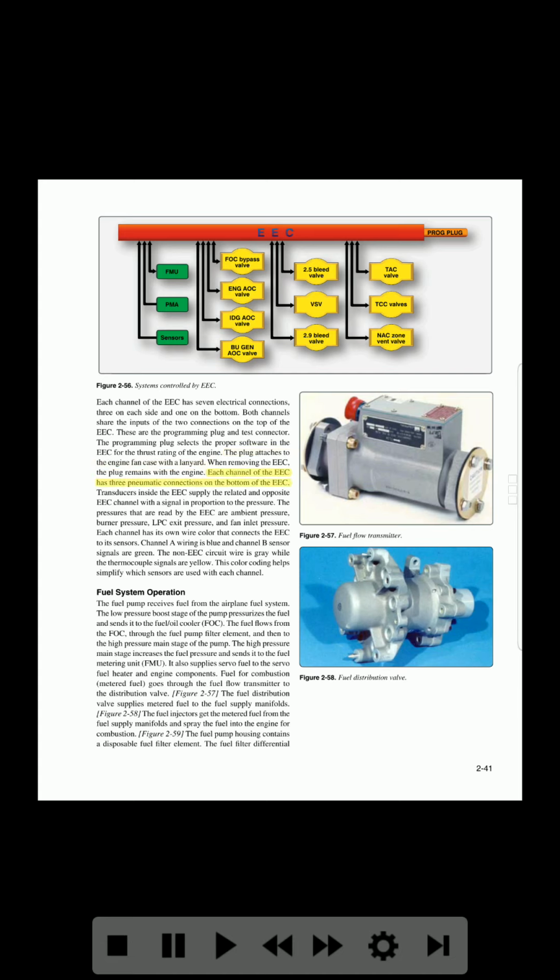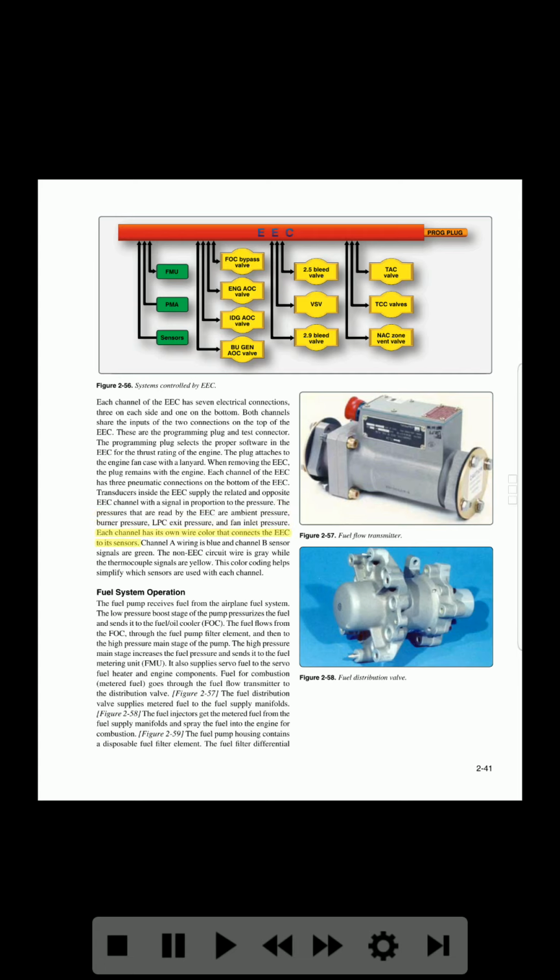Each channel of the EC has 3 pneumatic connections on the bottom of the EC. Transducers inside the EEC supply the related and opposite EEC channel with a signal in proportion to the pressure. The pressures that are read by the EEC are ambient pressure, burner pressure, LPC exit pressure, and fan inlet pressure.